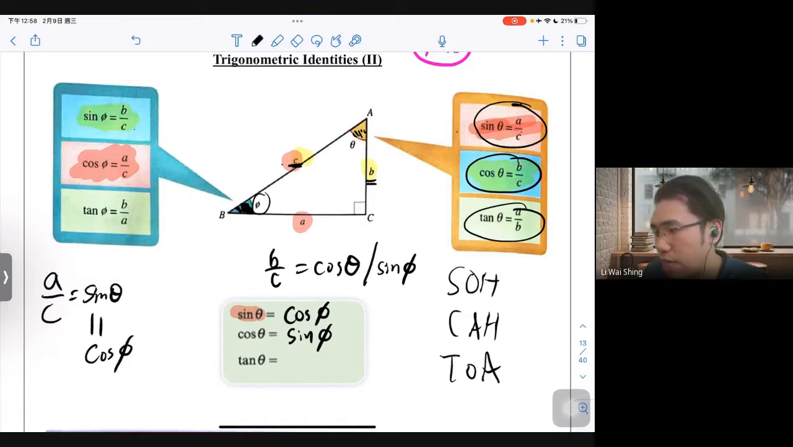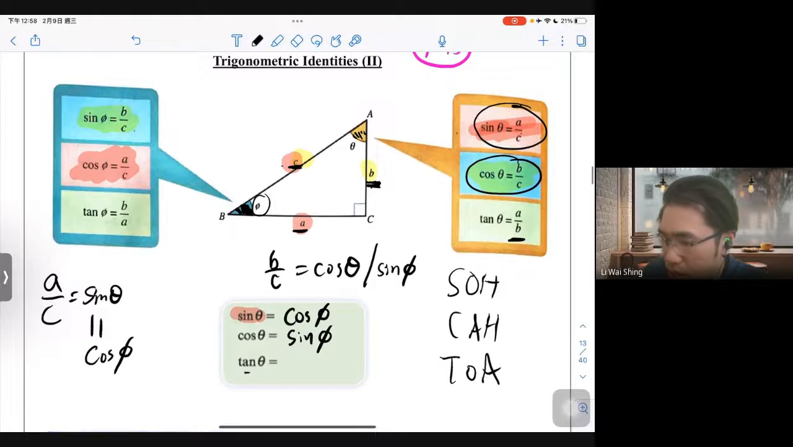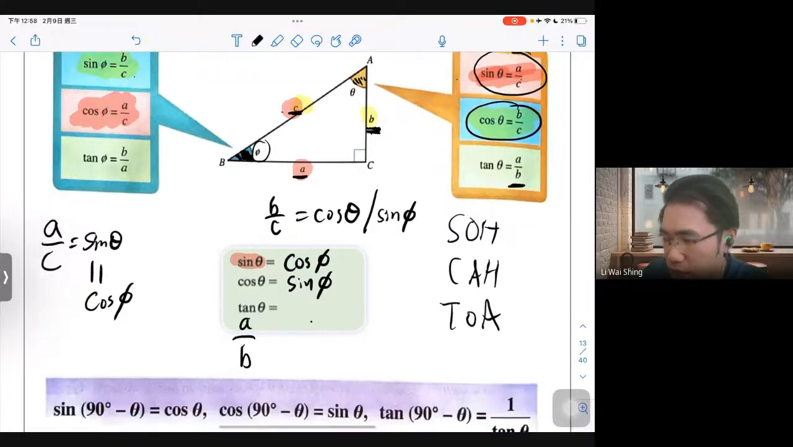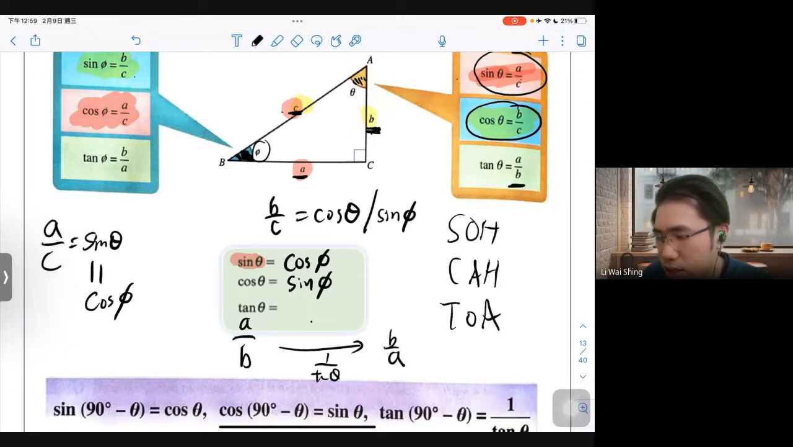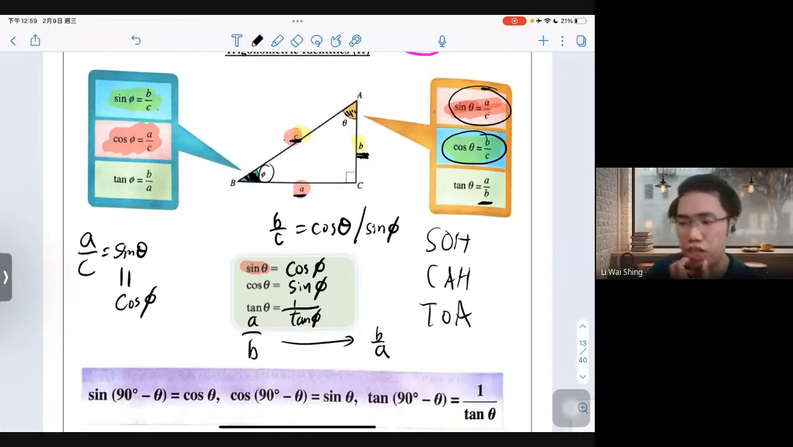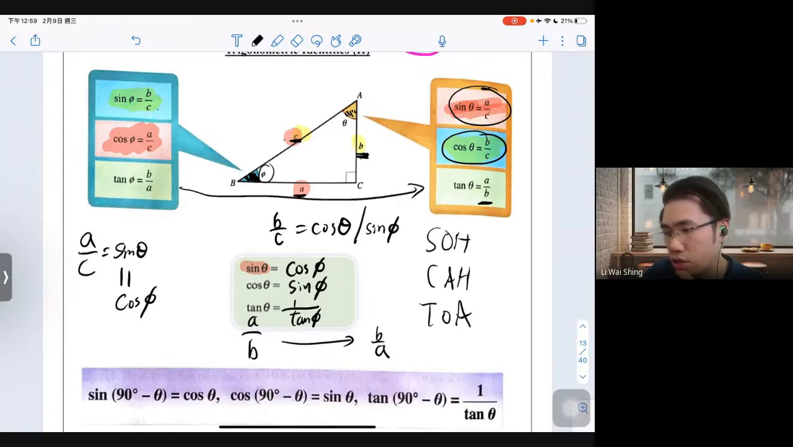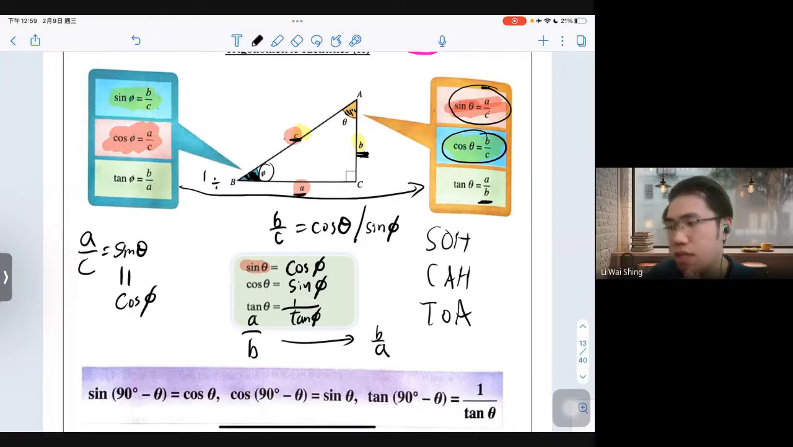At last, tangent theta is A over B. What about tangent phi? Tangent phi is B over A, right? It's 1 over tangent theta, right? So 1 over tangent phi is equal to tangent theta. So you have this relationship. OK，你就咁睇顏色，原來 1 over 咗佢就會相等啦。All right?